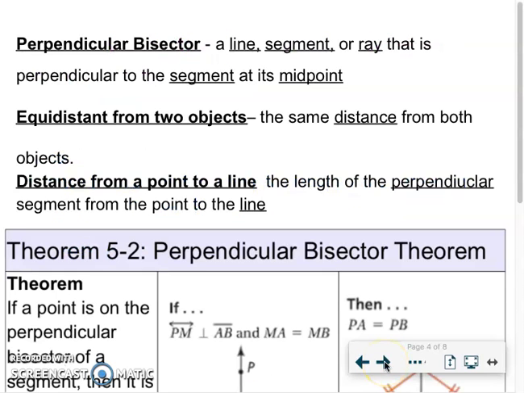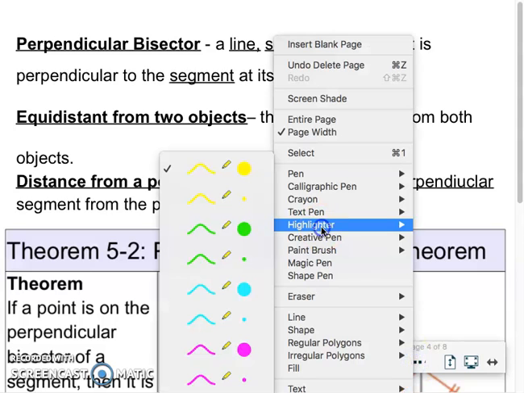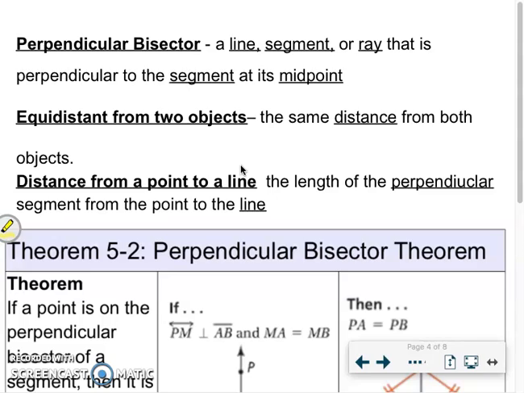So, perpendicular bisectors, those are lines, segments, or rays that cut a segment in half at 90 degrees at its midpoint. So it's perpendicular through the midpoint. Okay? So a good picture of that, a segment, a line, or a ray.